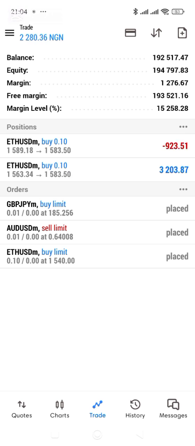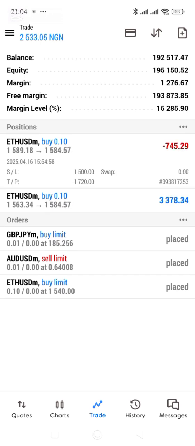This is my trading account. I trade in naira. So that's the first entry that I took at 1589. And when the trade pulled back, I took the second entry at around 1563. And you can see that that's the second layer of the same trade. And you can see that second trade is in profit now that the market started going in the expected direction, and you can see there's a buy limit for 1540.